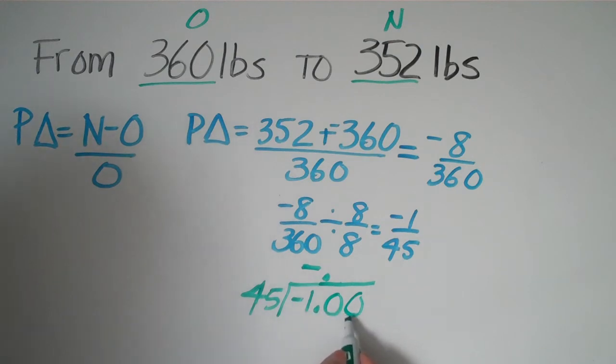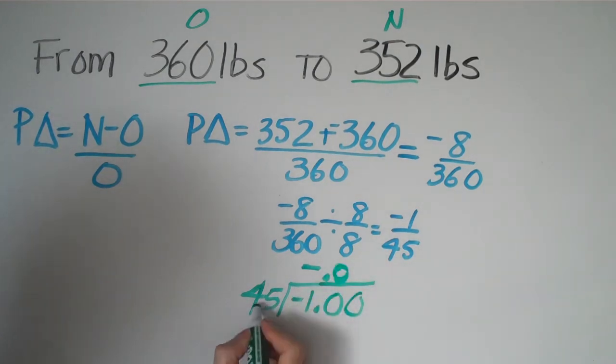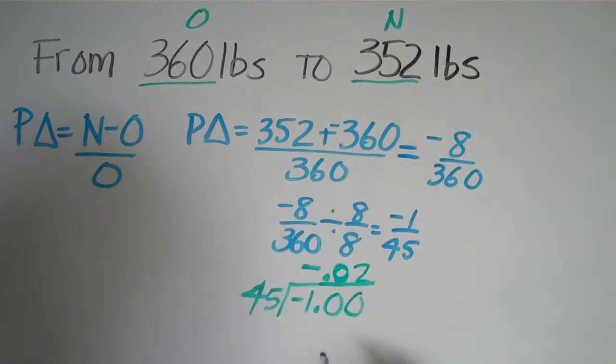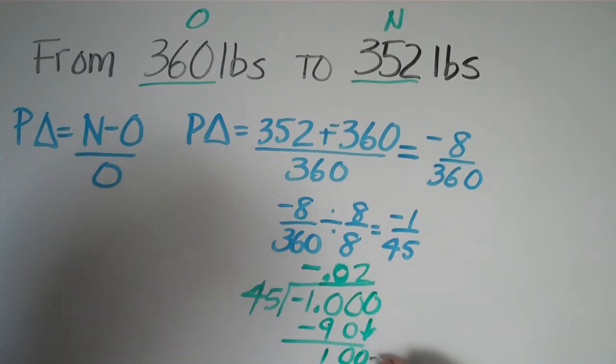So 45 into 100, well, 45 doesn't go into 10, we'll put a 0 up there. And 45 goes into 100 2 times. 2 times 45 is 90, so we're just going to do that subtraction. And I'm just doing straightforward division. Again, we're going to have to add another 0 and bring it down.